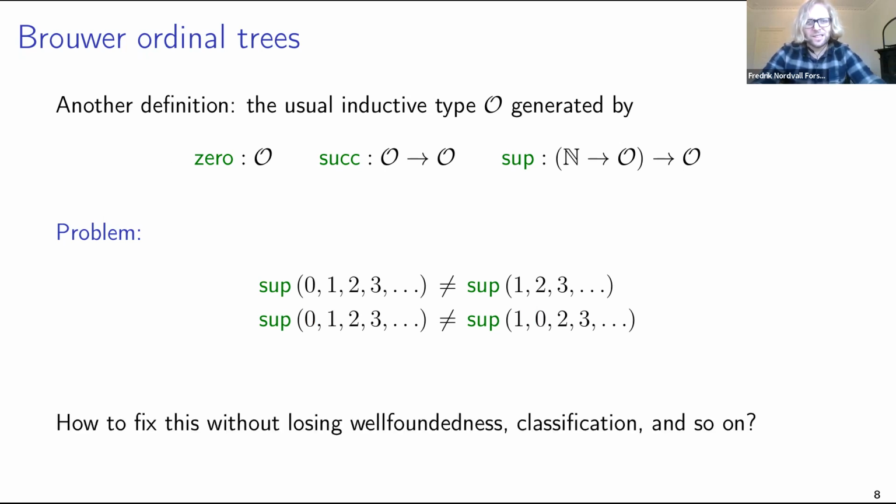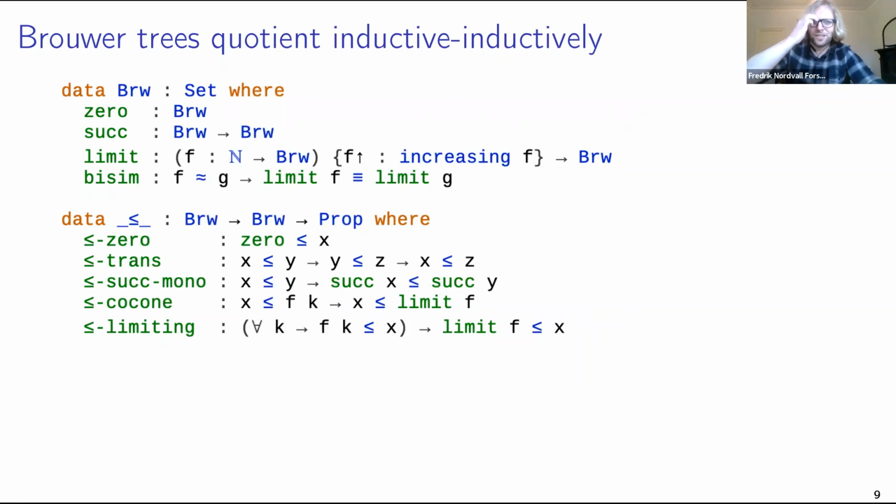So how can we fix this without losing the nice properties? As an inductive type, this is obviously well-founded, right? Because it just has the subtype ordering, etc. And it's obviously the case that we can classify one of these as either 0 or successor or supremum. I mean, that's exactly what the induction principle for this one says. So here is how we try to fix this.